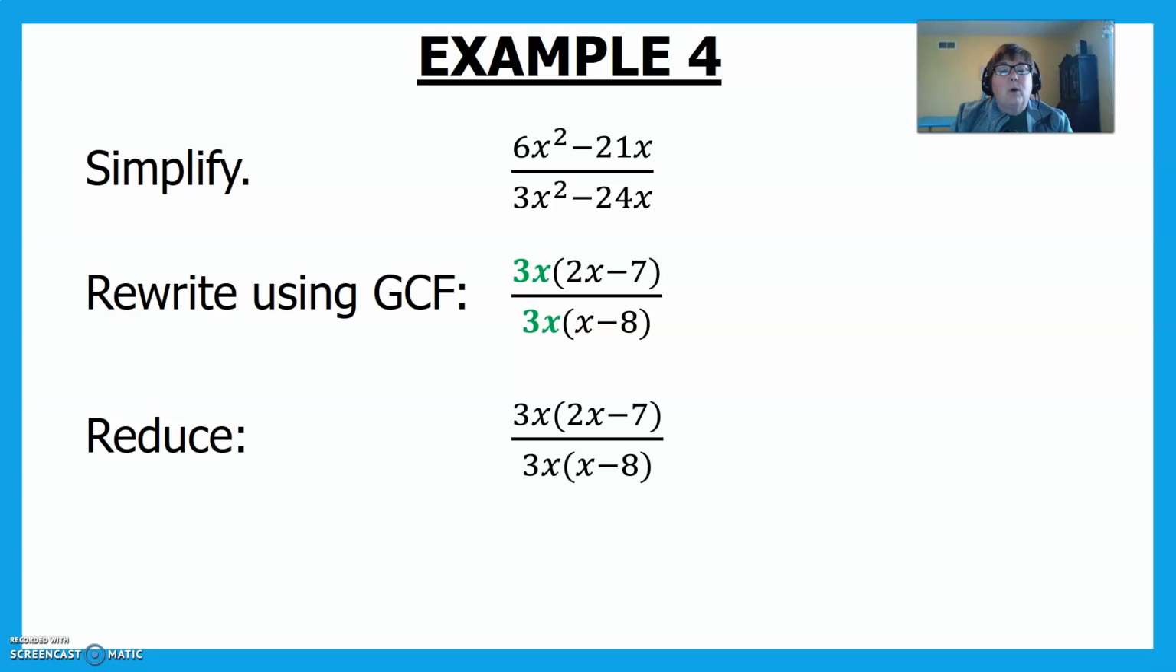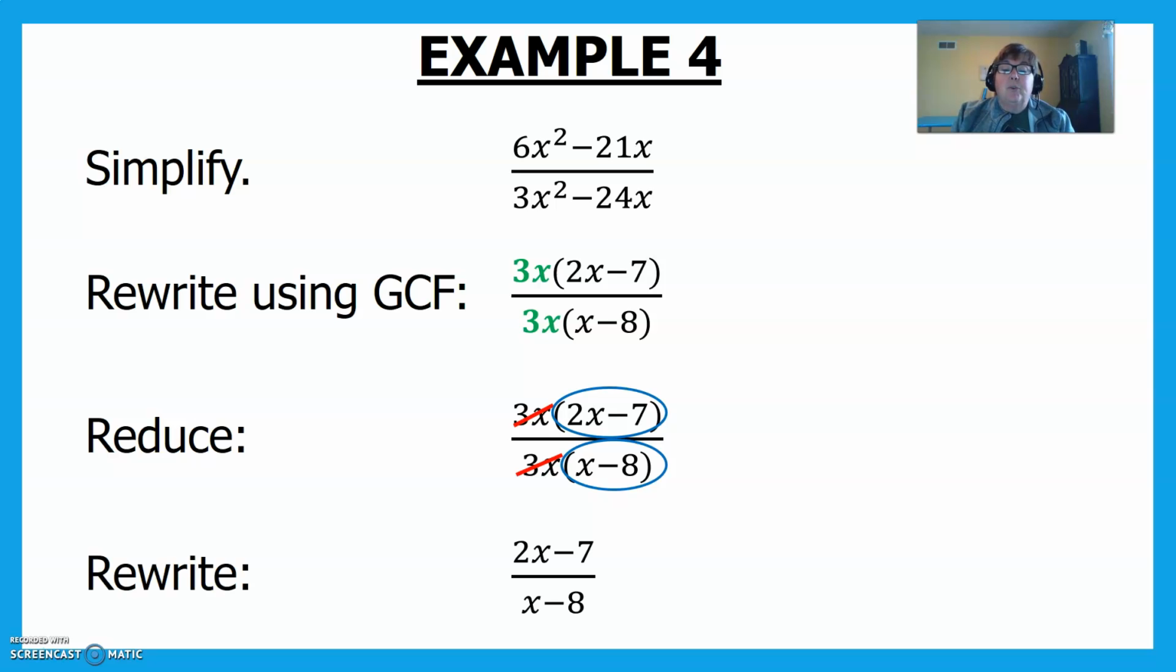Now I look at, well, what can I reduce? Well, there's a 3x there and a 3x there. And it looks like nothing else is the same on top and bottom, so I circle what's left, and I rewrite what I have left, which is 2x minus 7 over x minus 8.